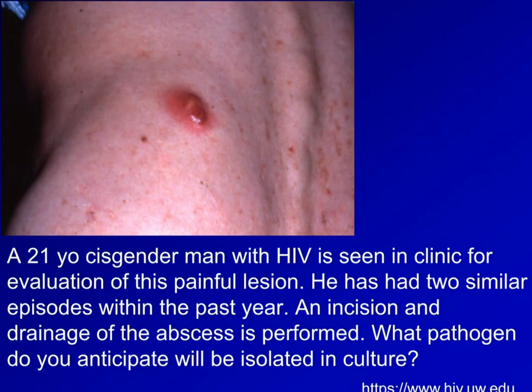All right. So we'll go through these cases quickly. Who wants to grab this one? And we're graduating from viruses into the next higher order organisms here. A 21-year-old cisgender man with HIV is in clinic for evaluation of this painful lesion. He's had 2 similar episodes within the past year. What pathogen do you anticipate will be isolated on culture?